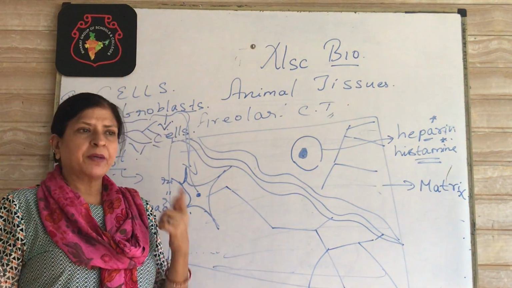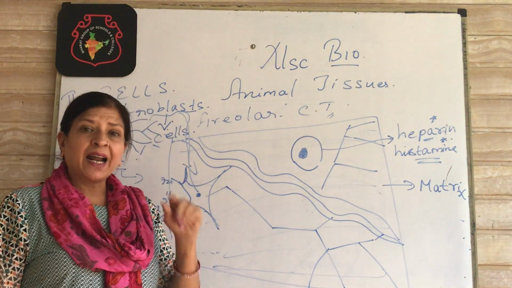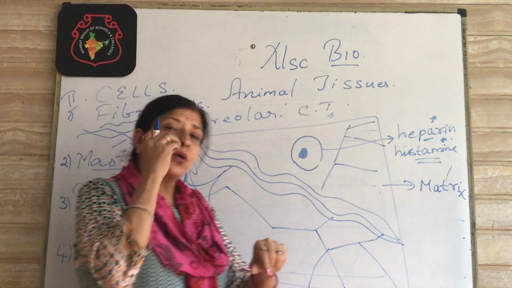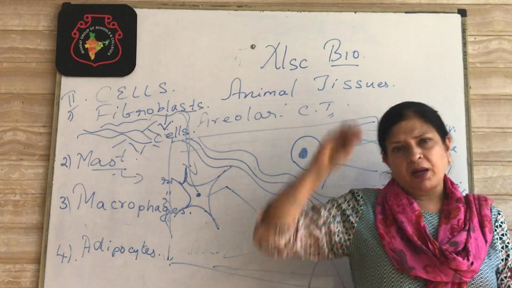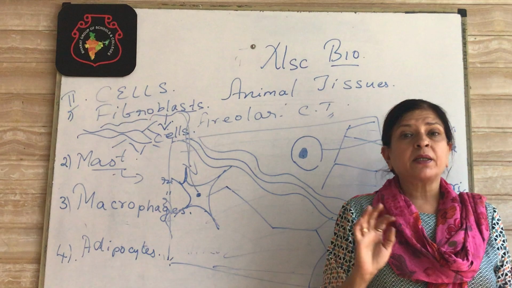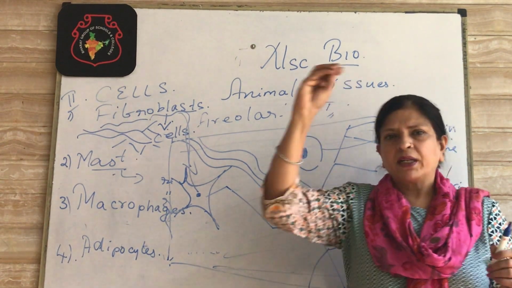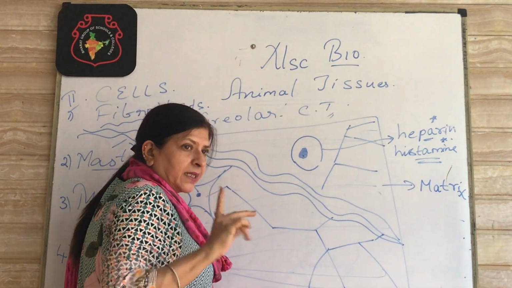For your information, let me tell you, heparin is an anticoagulant, meaning it prevents your blood from getting clotted inside your body, so that the circulation of the blood is smooth, without any obstruction, without any hindrance. So heparin is an anticoagulant.